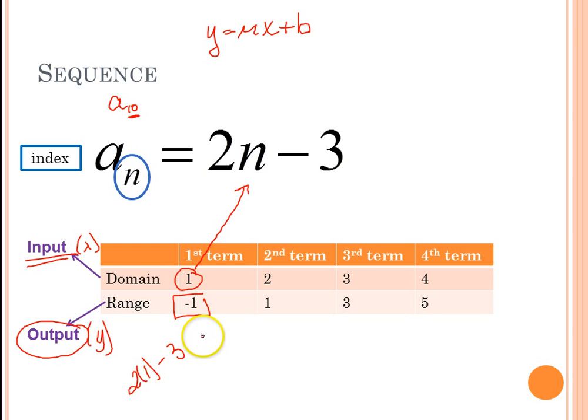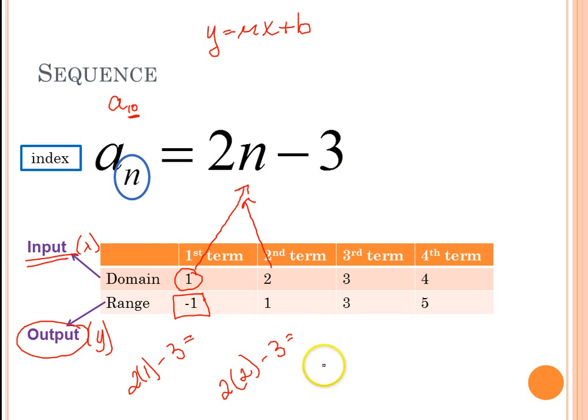So domain and range are the same concept as what you've learned in the past. Domain is your term. It's what you're putting in. Term 1. Range is what you're getting out. When I plug it in, I get an answer of negative 1. Same thing for the second term, term 2. So when I put that in, 2 times 2 minus 3. Well, 2 times 2 is 4. 4 minus 3 is 1.